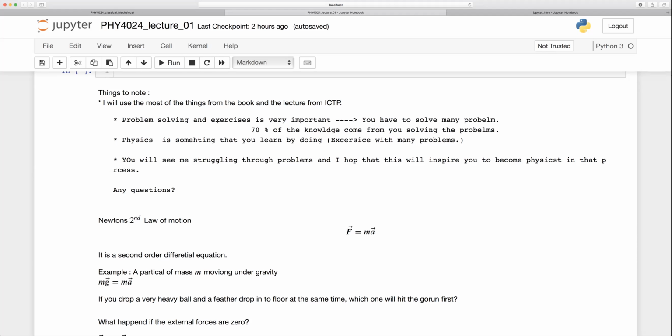As you know, physics is something that you have to learn, so I have noted down here as well, physics is something that you learn by doing exercises, right? With so many problems that you do, you will understand more. That's how it works. You will see that I am struggling through these problems, some on the board and when I am lecturing, and the idea is that you will look at what I am doing, be inspired by that, and then solve problems yourself. That's how we actually developed ourselves up to this point, and we hope that you will follow the same.